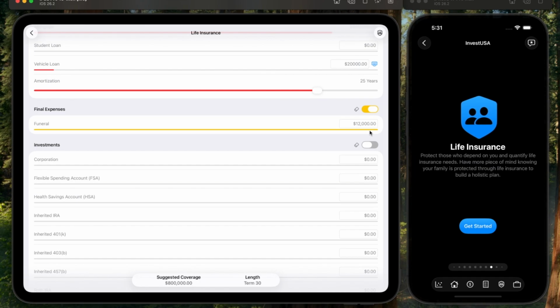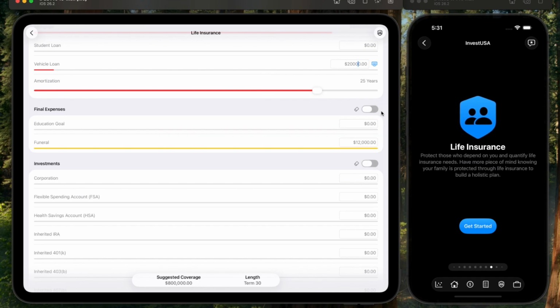Now we're going to take a look at final expenses. Maybe have an education goal for your kids of saving up $100,000 so they can go to school. And it's going to cost around $12,000 to have a funeral these days.